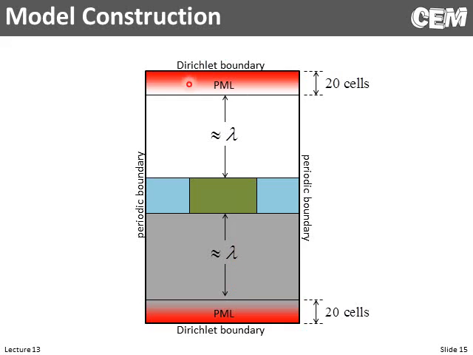Assuming we're modeling something periodic, we're going to put periodic boundary conditions on the left and right sides. And we probably want PMLs on the top and the bottom. And I find usually about 20 cells works well. So here's our overall grid. And we'll need Dirichlet boundary conditions at the top and the bottom. Because if the PML is doing its job, the fields decay, and they are about 0 by the time they get to the boundary. And so the Dirichlet boundary condition works well.